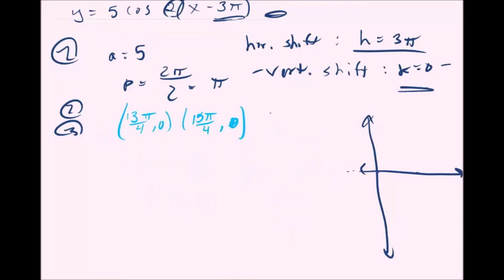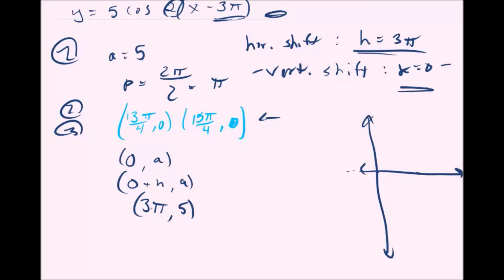I moved the 2 x-intercepts up here so I could make some space to find the other 3 key points. So now we need, for our cosine function, 2 maximums. To find the maximums, the first one is normally going to be 0, comma a. But because we have a horizontal shift, it's 0 plus our horizontal shift, comma a, which is 0 plus 3 pi, so 3 pi, comma a, which is 5. Our first maximum is at 3 pi, comma 5.